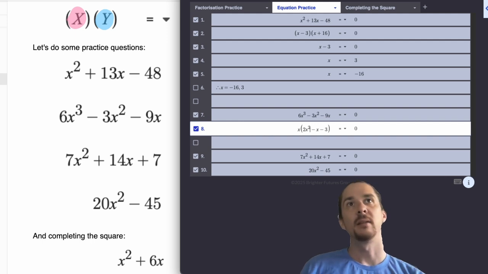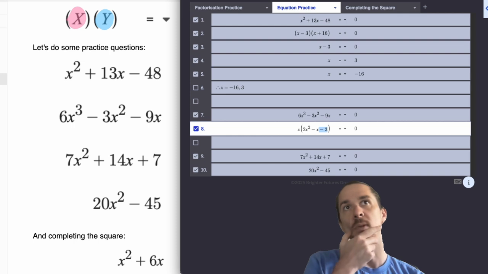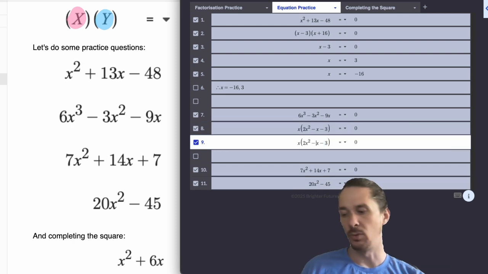Okay, so two things that add to -1, and they're going to multiply to -6, because it's a non-monic, so we have to do 2 times -3. Add to -1, multiply to -6, so -3 and 2.